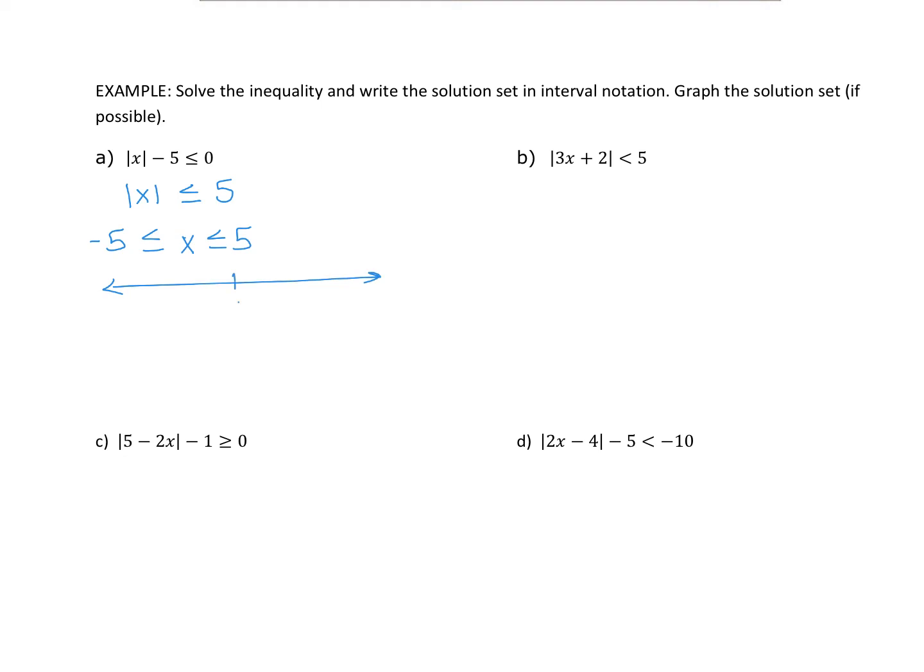And on the number line, we know it's got the equal to, so we're going to have brackets, and it's x is between -5 and 5. One of the reasons we like to write an and statement as a chain of inequalities is it's pretty easy to see without the graph that our interval should be -5 to 5.